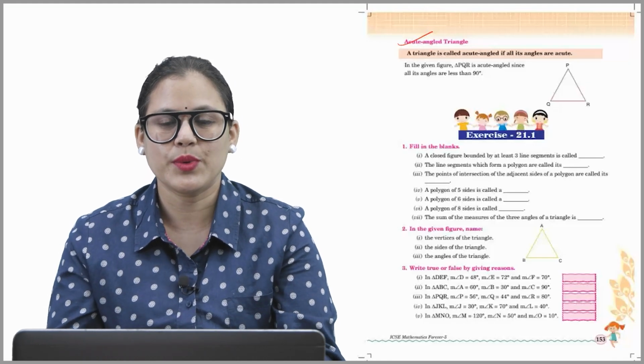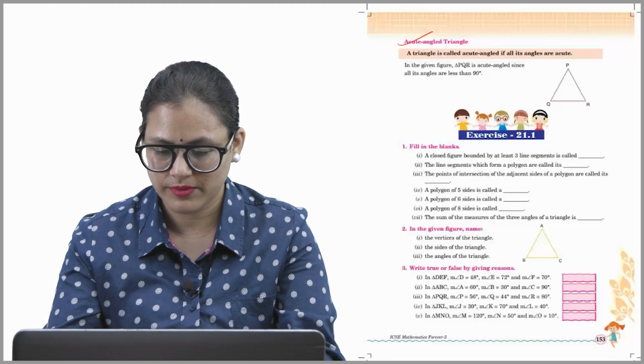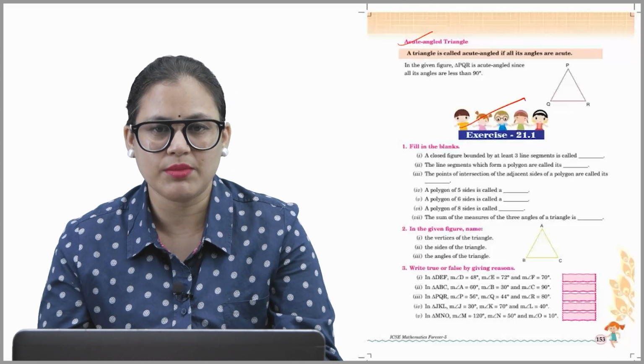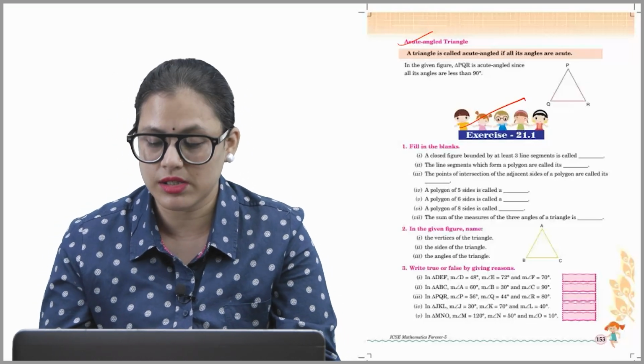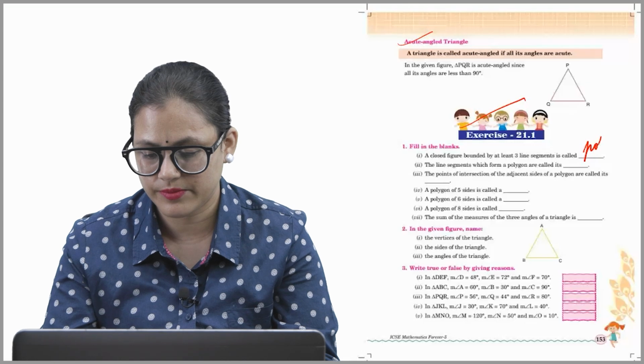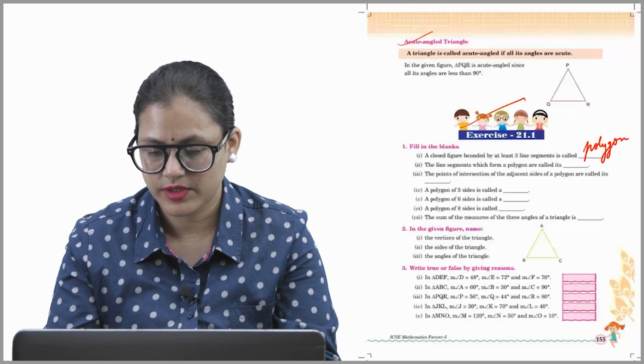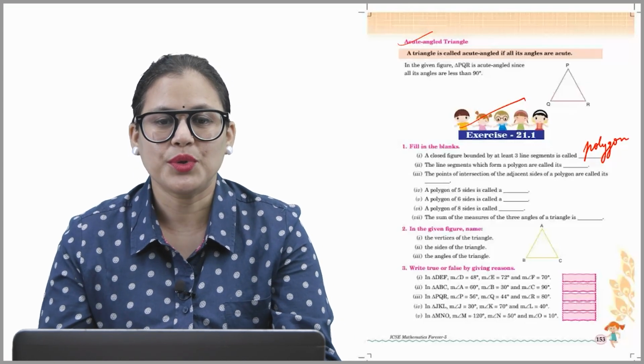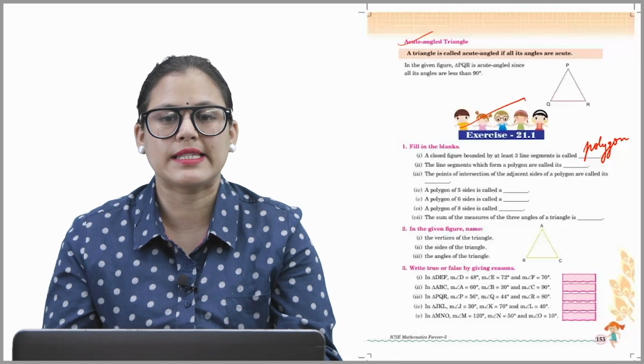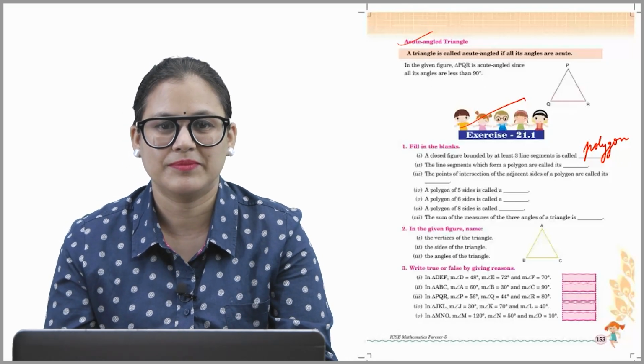Okay, now let's do exercise 21.1. A closed figure bounded by at least 3 line segments is called a polygon. Yes. Okay students, now you will do practice of this exercise. Okay.